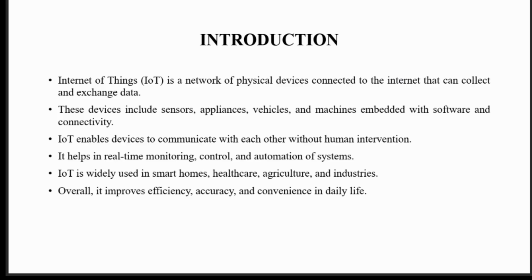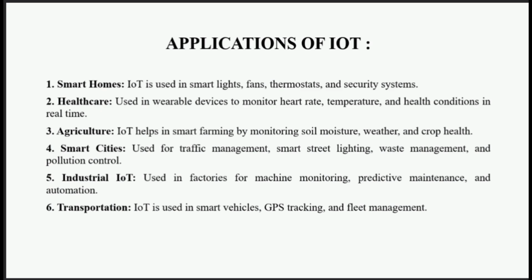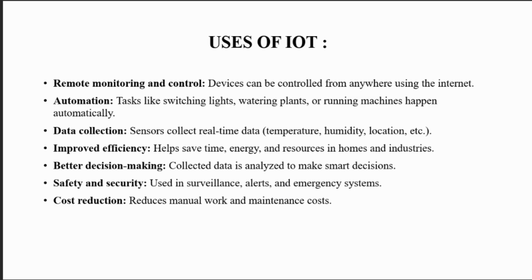IoT is widely used for smart homes, healthcare applications, agriculture and industries. Overall, it improves efficiency, accuracy, and convenience in daily life. Applications of IoT are smart home, healthcare, agriculture, smart cities, industrial IoT, and transportation. Uses of IoT: mainly remote monitoring and controlling, automation, data collection, improved efficiency, better decision making, safety and security, and cost reduction.